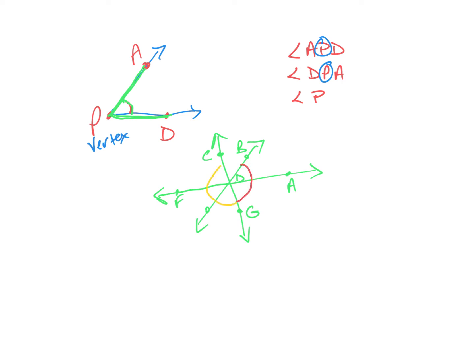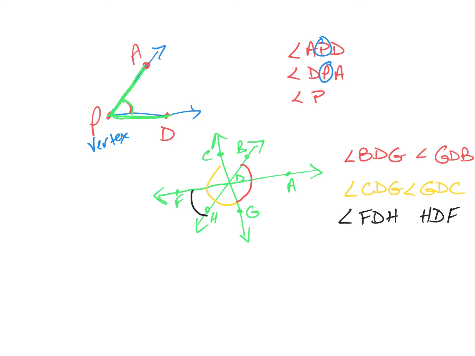So we named the yellow angle CDG or GDC, okay? The elbow is technically the D, but it really doesn't have an elbow because it doesn't bend at all. It's a straight line, okay? One more. Let's see what we got here. The black one. What do we get? That would be HDF or FDH, okay?